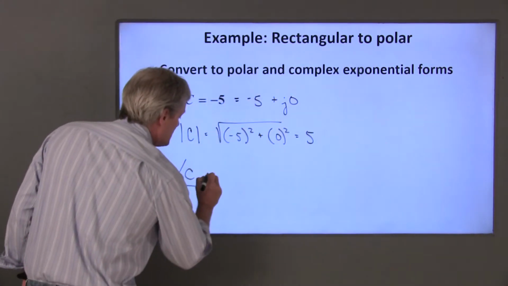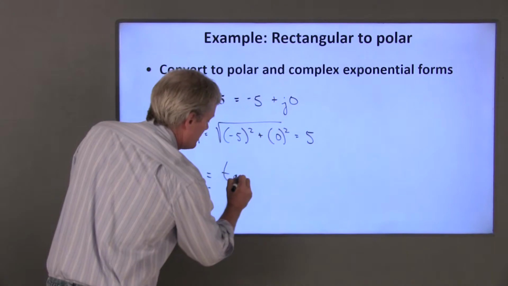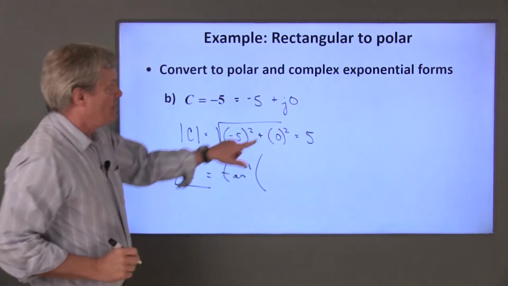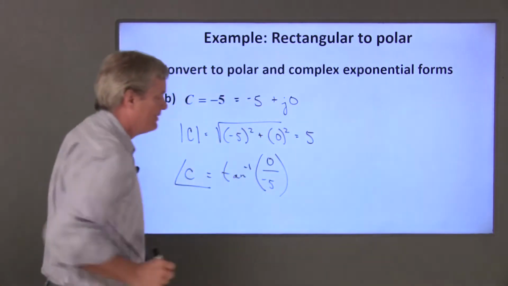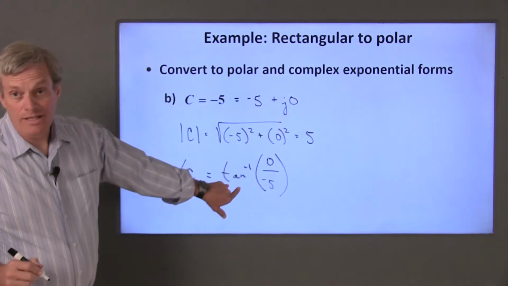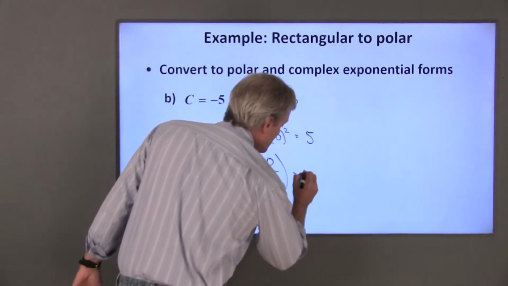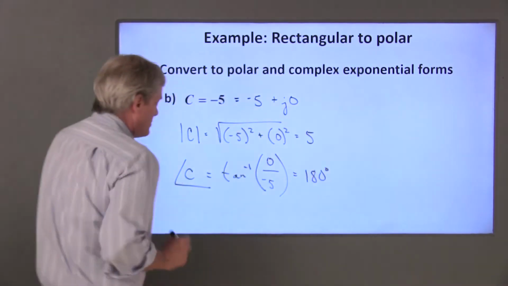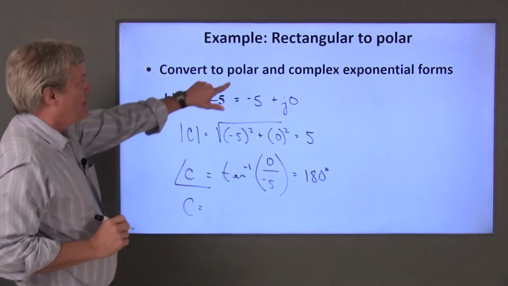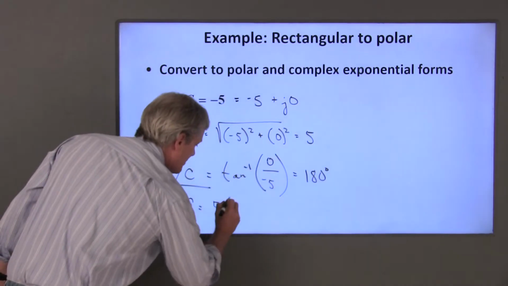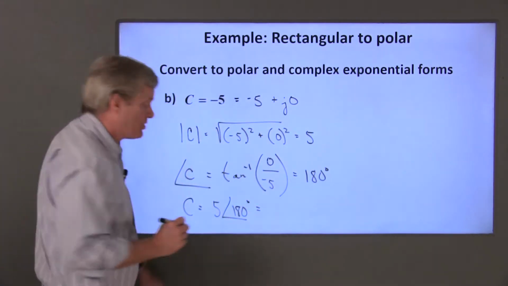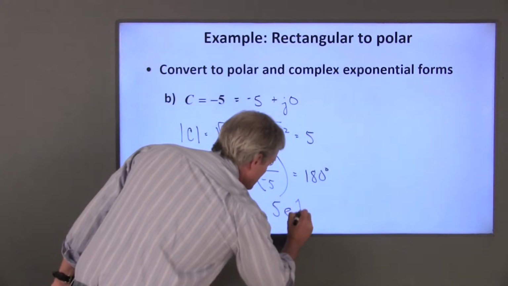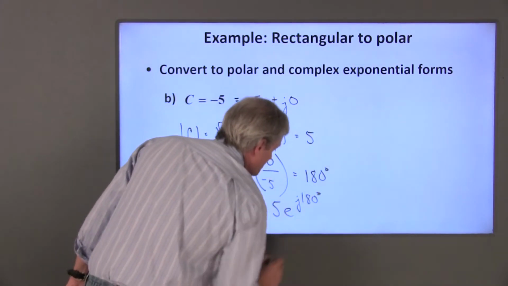And the angle of c is the arctangent of the imaginary part, which is 0, over the real part, which is negative 5. This gives me 0. The arctangent of 0 is 180 degrees. So c in polar form is 5 and an angle of 180 degrees. And in complex exponential form, it's 5e to the j 180 degrees.